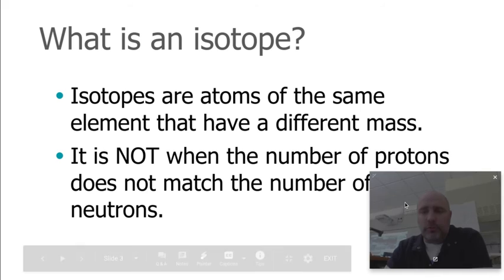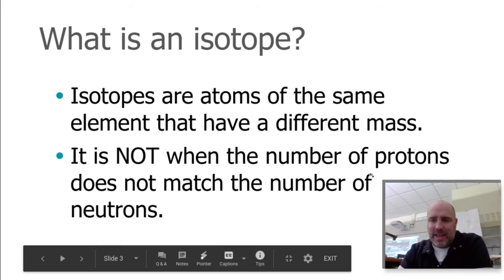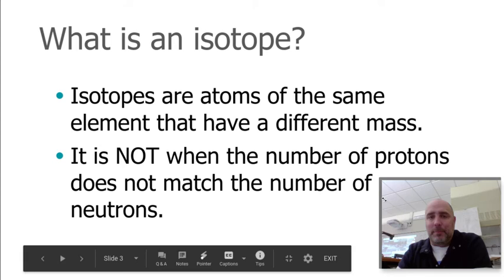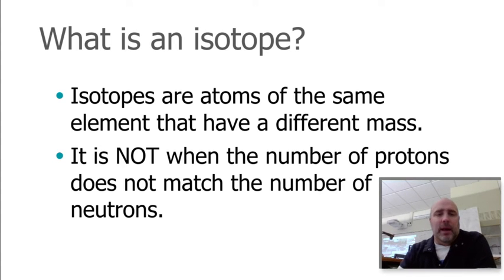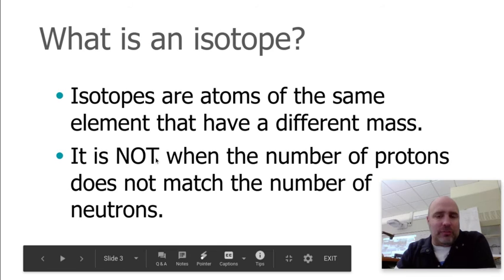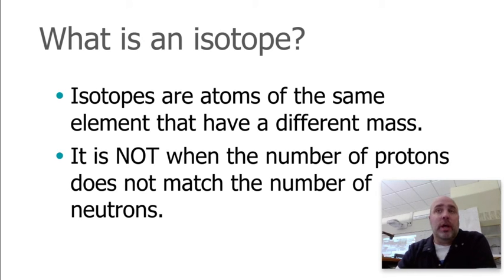Okay, in middle school, some teachers will say something wrong, and say isotopes are when the number of protons does not match the number of neutrons, and that is incorrect. So isotopes are not when the number of protons and the number of neutrons don't match. You can definitely be an isotope if you have 6 protons and 6 neutrons. You could also be an isotope if you have 6 protons and 8 neutrons. Okay, so just watch out for that if you were ever misled.